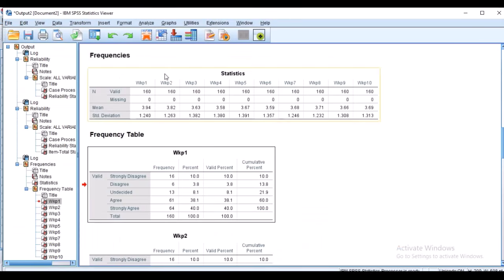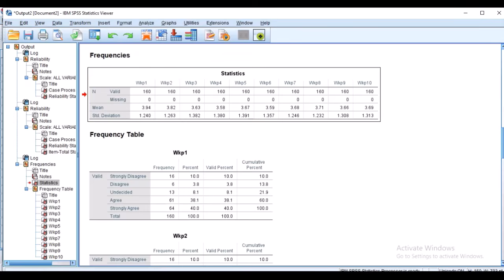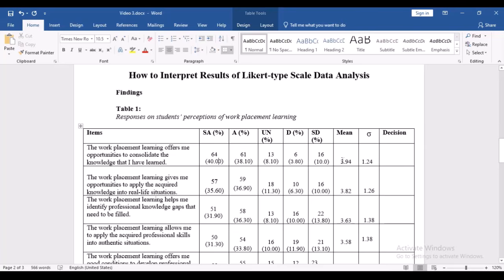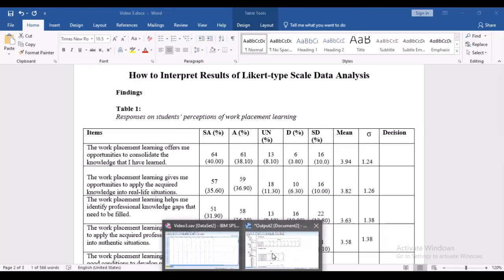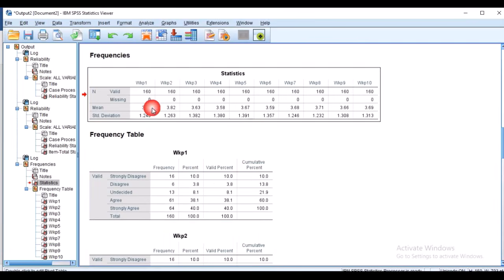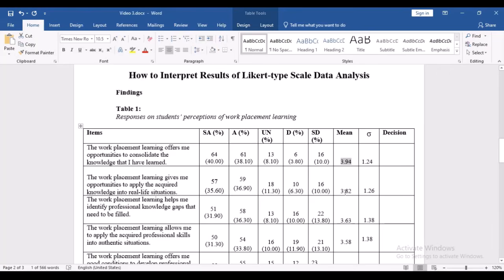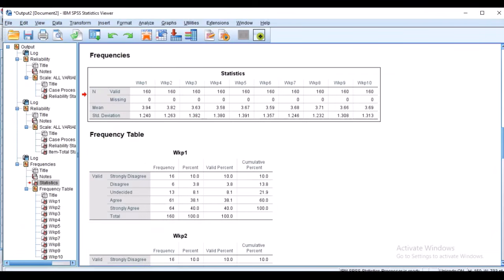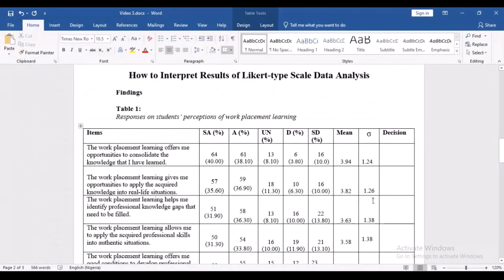if you go to the output, you can see the mean and the standard deviation values are what I have reported here. For example, 3.94 for the first item statement. The next one is 3.82. The next one is 3.63, and the same thing with the standard deviation, 1.38.